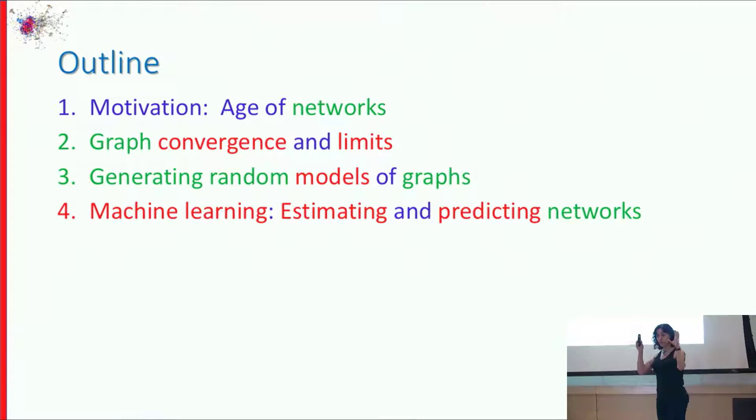Most people think of graphs as discrete objects, but it turns out that there are reasonable ways of talking about how they converge. Then, given one of these continuum objects, how do you generate models of random graphs? And then, how do you use these things if you are trying to estimate the properties of an actual massive network like Facebook? If you're trying to get a snapshot of Facebook today, and imagine how it's going to look when it has twice as many users.